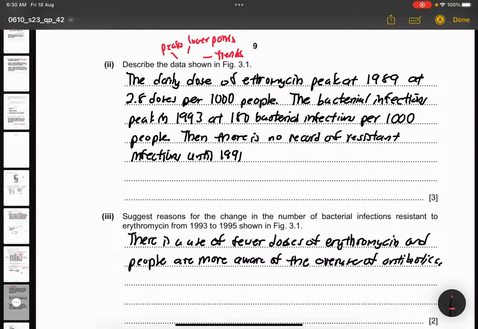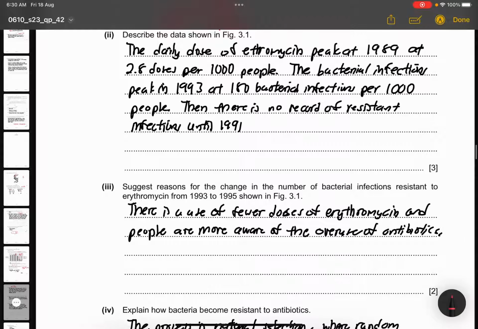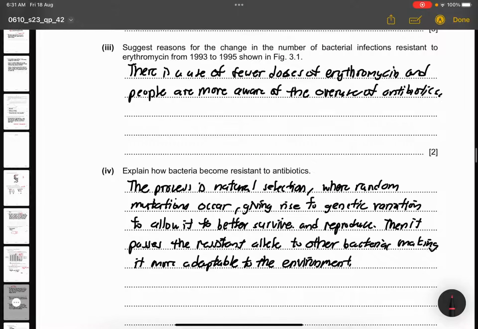Okay. Part 3. Suggest reasons for the change in the number of bacterial infections resistant to erythromycin from 1993 to 1995 shown in figure 3.1. So if you see that there's a change in the number of bacterial infections, it must be some sort of awareness already. So there is a use of fewer doses of erythromycin and people are more aware of the overuse of antibiotics.